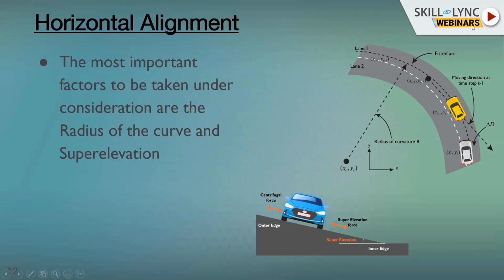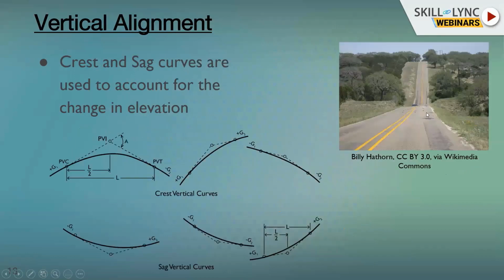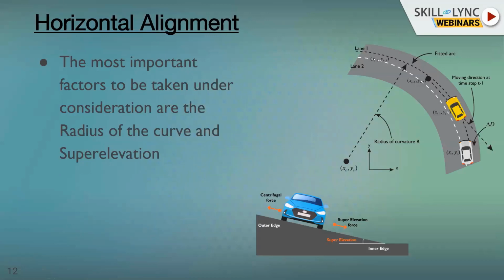When you are seeing from the top, although here you feel like it is a straight line or a curve, when you see the profile, it could be a sag or crest. You just have to imagine yourself traveling on a road, even on a straight line, you might go down and you might come up, right? So those are sag and crest curves.